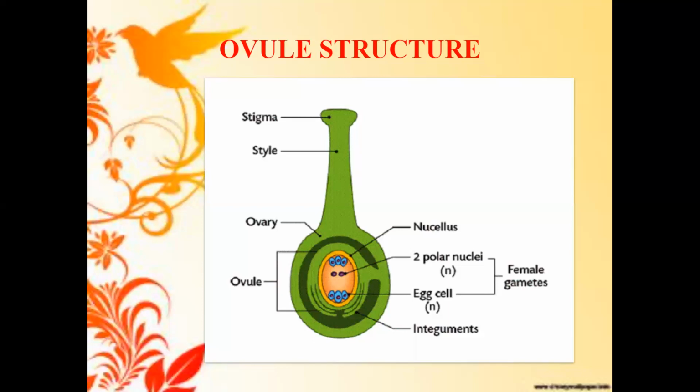Generally the integument and the nucellus unite at the base of the ovule. This place is called the chalaza, the lower portion of the ovule. The integuments do not cover the nucellus completely but leave an apical opening. The apical pore is called the micropyle.